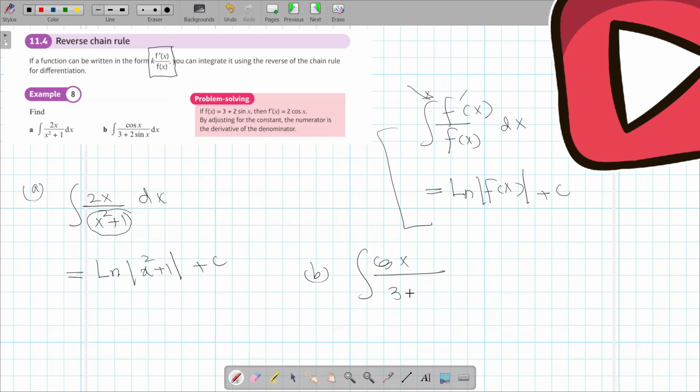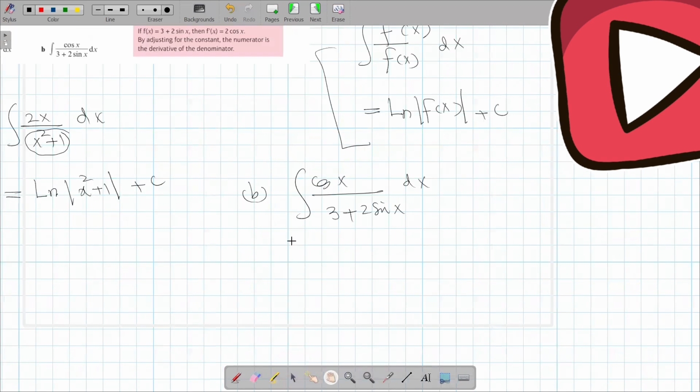Similarly, in part B, the antiderivative of cos x divided by 3 plus 2 times sin x. What is the derivative of the denominator? Just cos x, is it not? No, no, 2 cos x. The derivative of 3 is 0, so just the derivative of 2 sin x, this is 2 cos x. So 2 is missing.